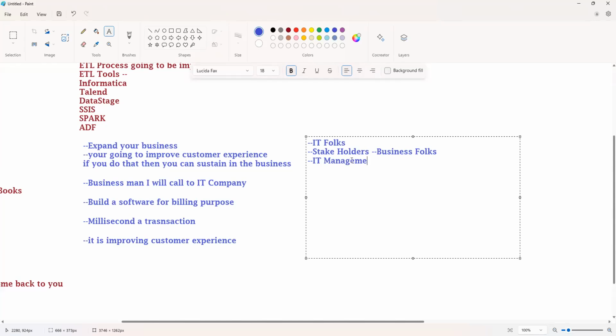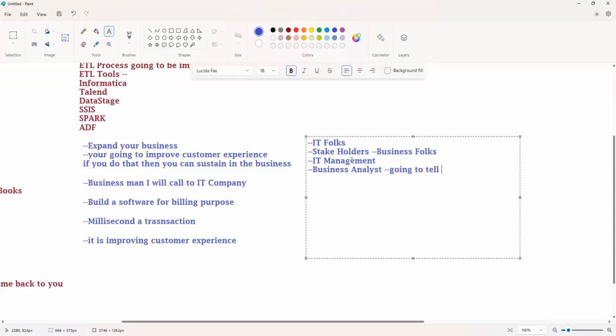In that IT management, there are multiple roles. Basically, a business analyst will be there, who is going to take the requirements and build them as a product. These business analysts are going to understand the business, and whether the particular requirement can be technically implemented or not. These guys are going to tell us.